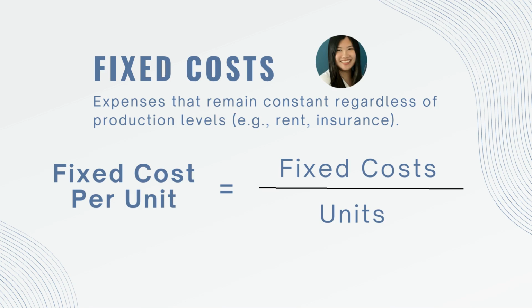Understanding the fixed cost per unit is important for businesses when determining the total cost of production and setting appropriate selling prices. While the total fixed cost doesn't change, the per unit allocation influences profitability at different production volumes.